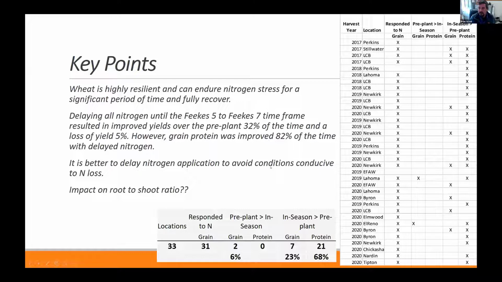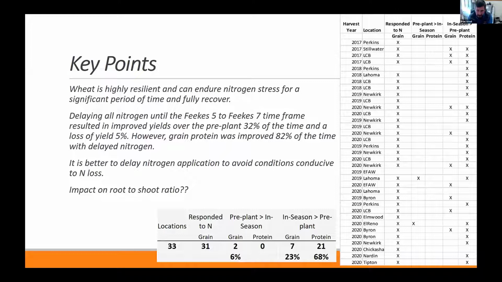My key points I want to take. Wheat is highly resilient, can endure nitrogen stress for a significant period of time and fully recover in our environment. Delaying all nitrogen until Feekes 5, Feekes 7, so when you start getting erect growth, then past hollow stem, that period between hollow stem and early boot, results in the greatest return in yield and protein. Not saying wait that long, but saying it's better to delay nitrogen applications to avoid bad weather than put it on when you don't need to.